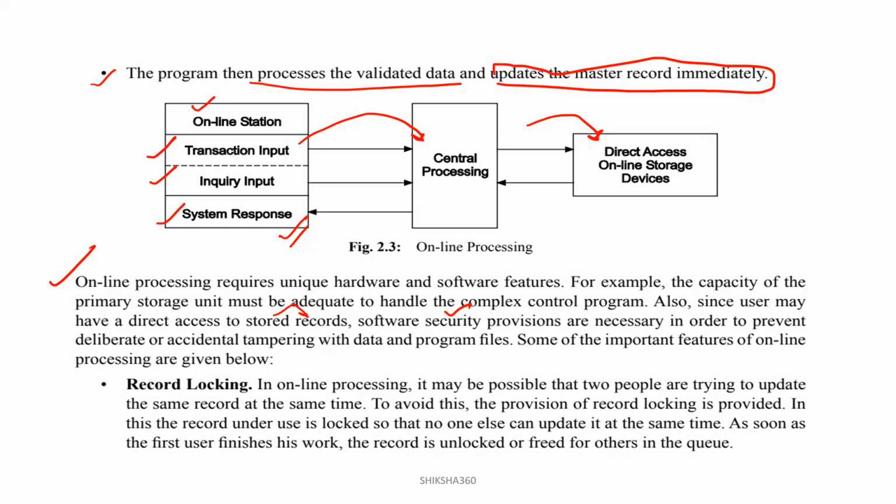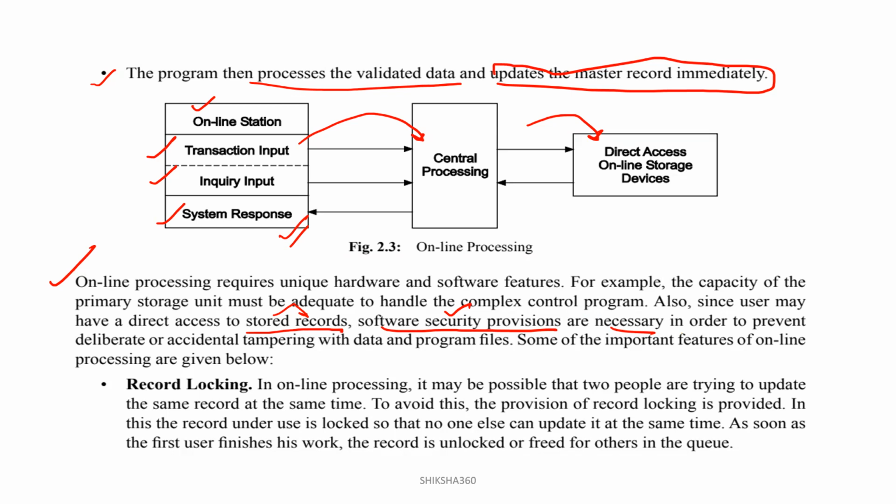Since a user may have direct access to the stored records, software security provisions are necessary. Further, software security provisions are necessary in order to prevent deliberate or accidental tampering with the data and the program files. We have to secure it, so that our data will reach the accurate place, not any other place.